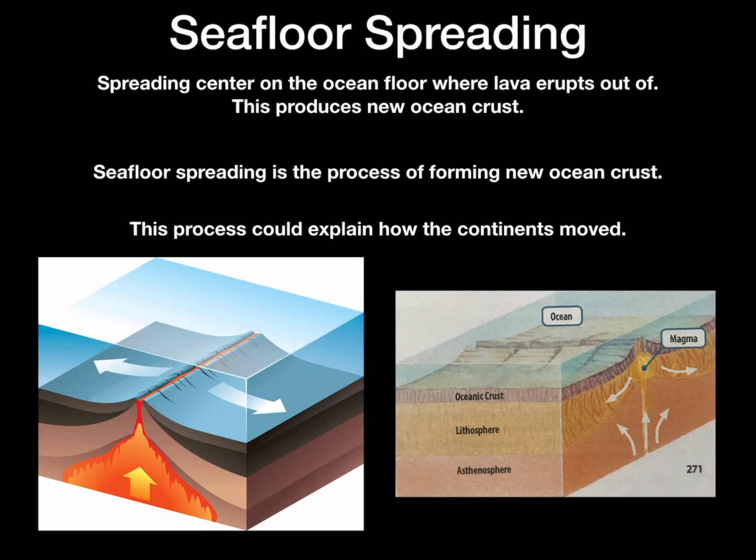So it says seafloor spreading is the process of forming new ocean crust. This process can explain how continents moved. So again, the lava comes up out of the earth. As it cools, it pushes the old crust out of the way, it causes movement, and then we have new ocean crust. And then the same thing is shown in this other picture with the words. This is actually from your book. I took a picture of it. It shows the exact same thing. The magma below the earth in the lithosphere coming out into the earth's crust in the ocean, and then forming new ocean floor.